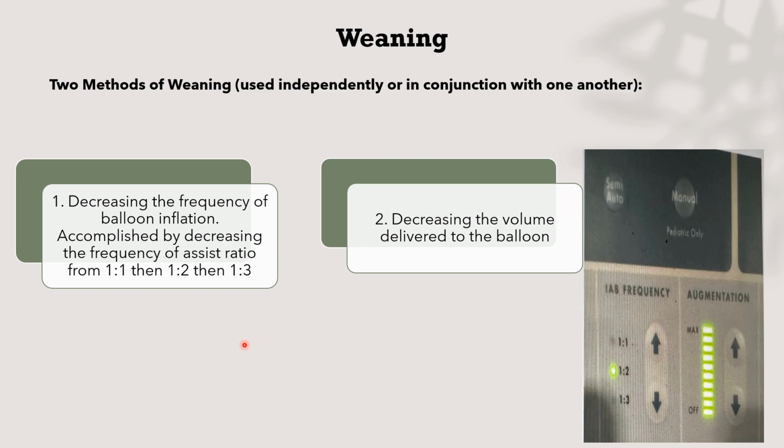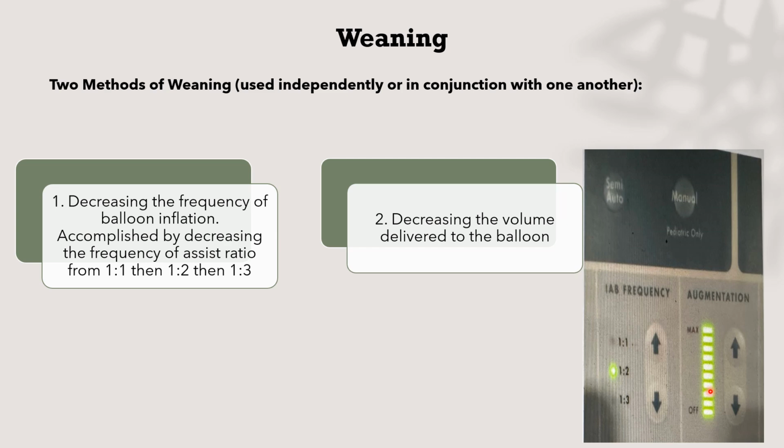And the second method is to decrease the volume, which is the augmentation, until it reaches 1/3 of the balloon inflated. This will be better for the balloon to deliver inflation. There are no clear guidelines or evidence to say which is better. Some prefer to use both methods together, starting with decreasing the augmentation, then the frequency.